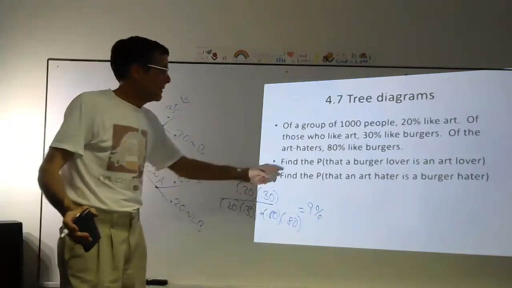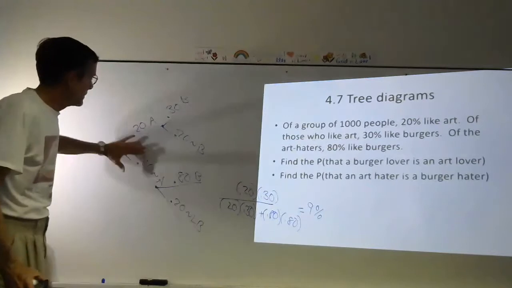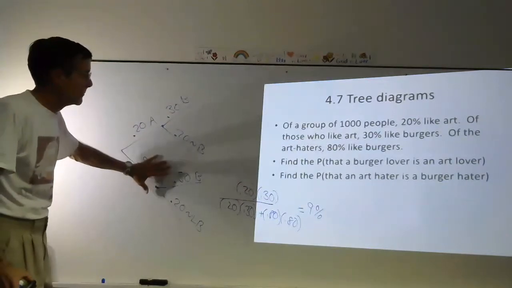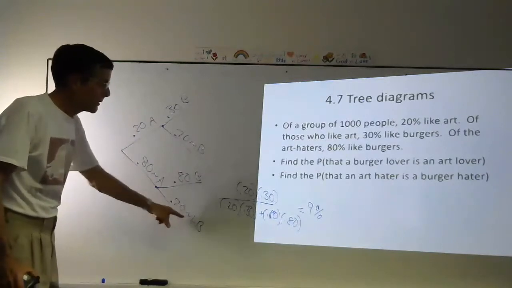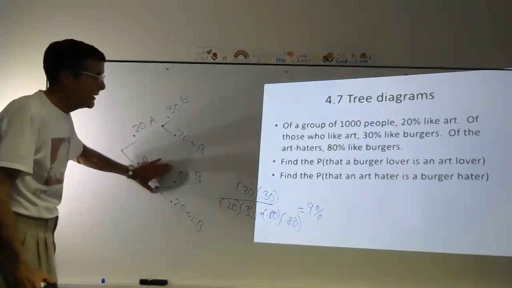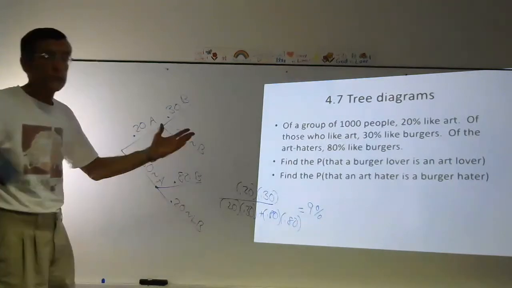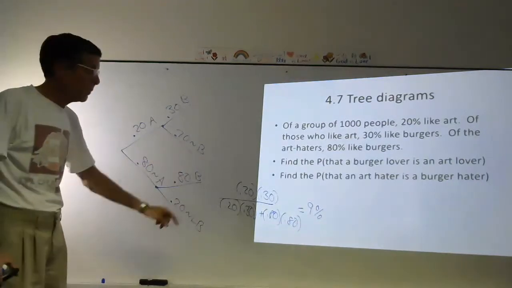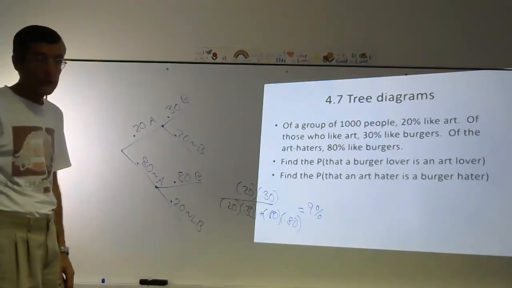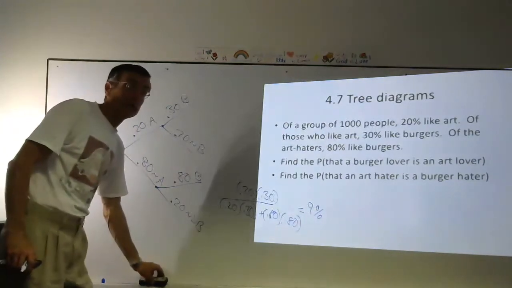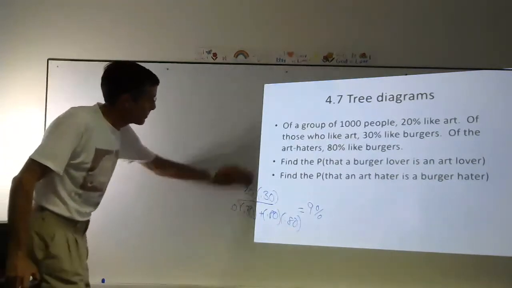Next one's easy. Find the probability that an art hater, down here are the art haters, what's the probability they are a burger hater? No work. If you're an art hater, you're right here. What's the probability you don't like burgers? 20%. No work. Okay? Tree diagrams, I think, make this much, much easier, and stick with the percentages.